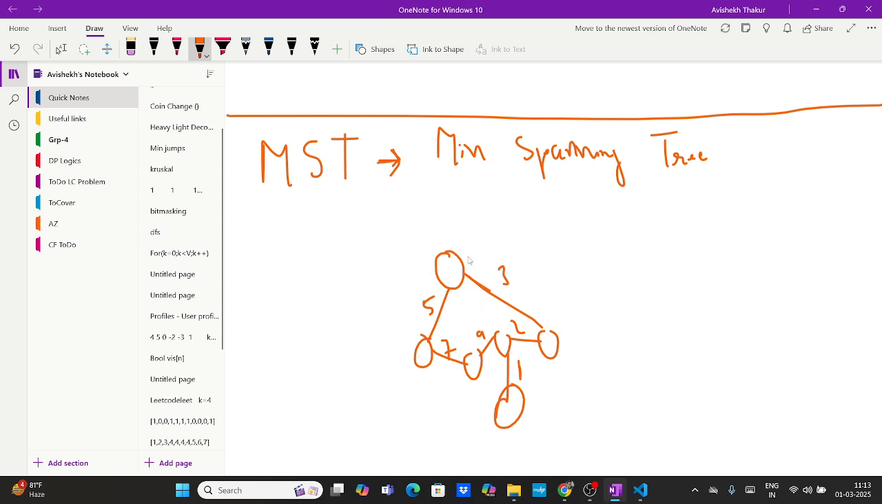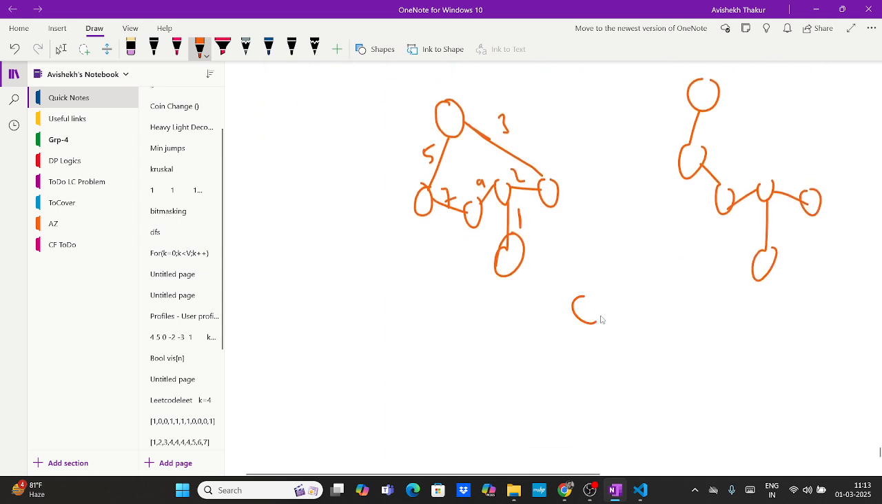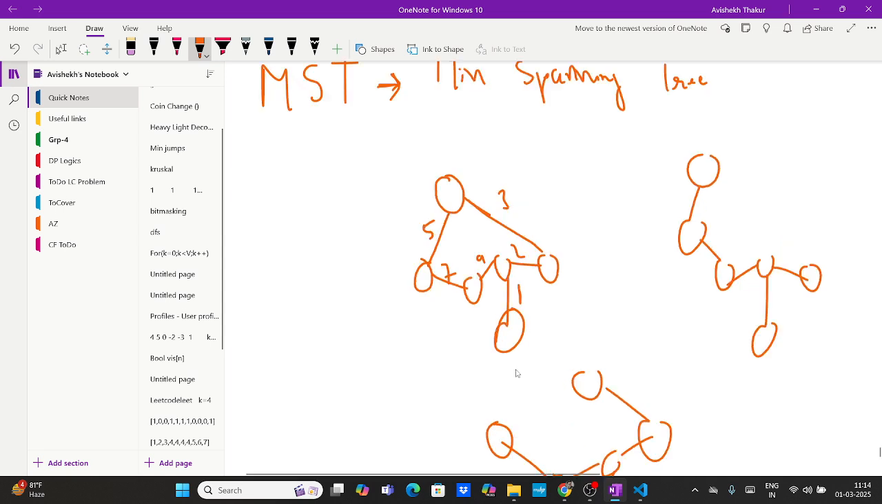So now MST is: given a graph, which will always be a weighted graph. This is one tree. There can be another tree, something like this also. So for a graph, there can be multiple trees, right? Trees means when you do a DFS, you get some kind of tree, correct?